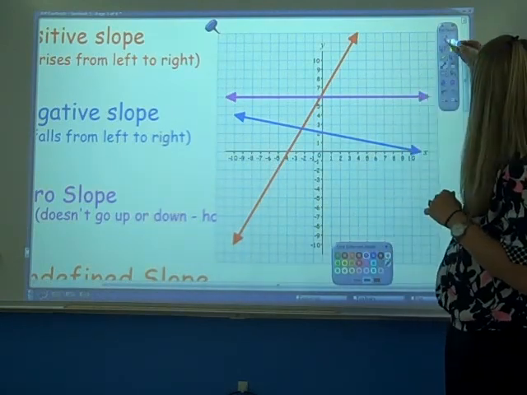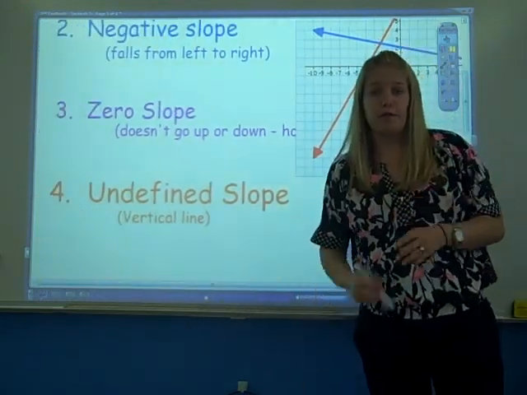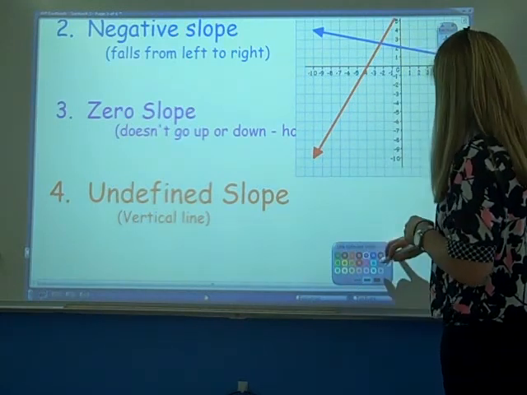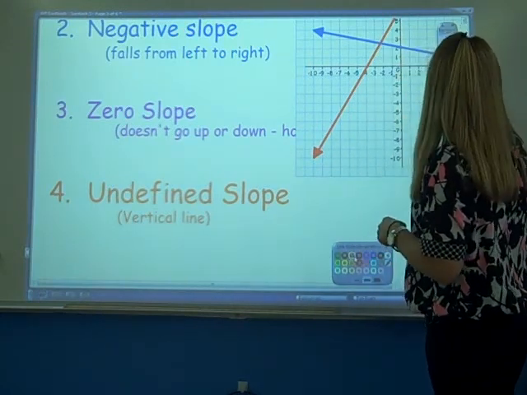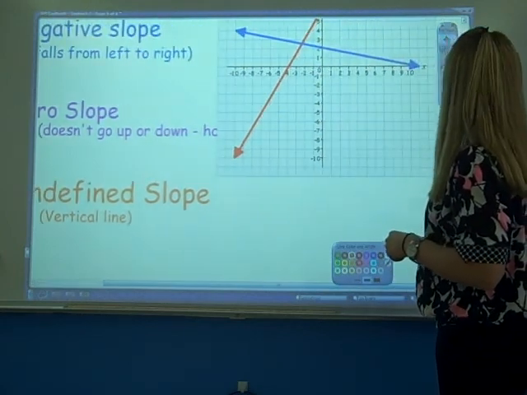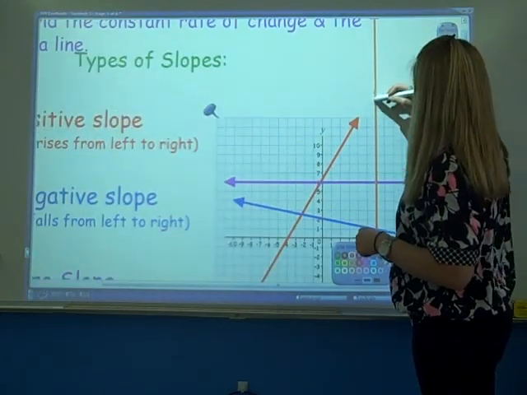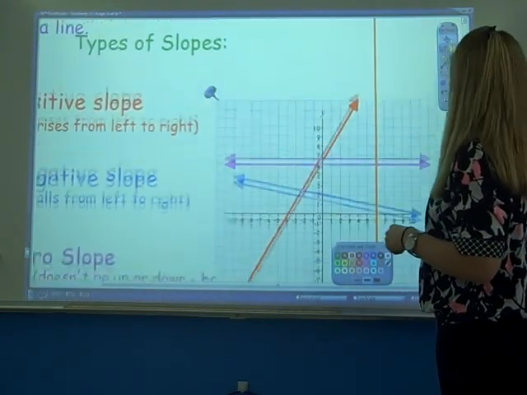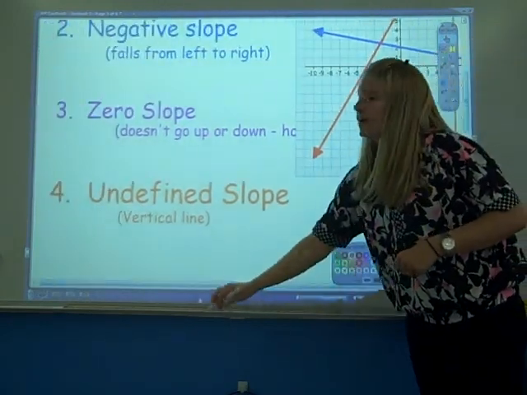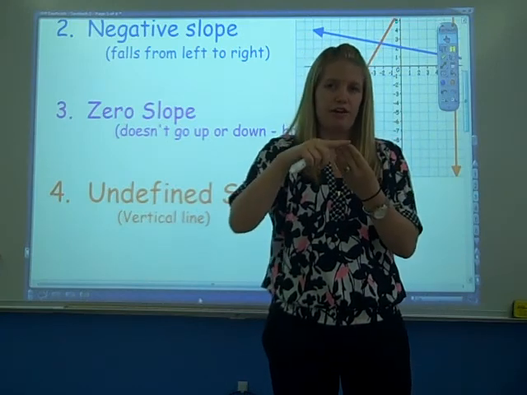And the last one is undefined slope. This would be like free fall. If you were falling down off of a cliff, undefined is a vertical line. I'll get orange, and I'll put it up over here a little bit. Okay, red line, we have orange. So it will be one that goes like this, up and down. Okay, up and down, undefined slope. So we had positive slope, negative slope, zero slope, undefined slope.